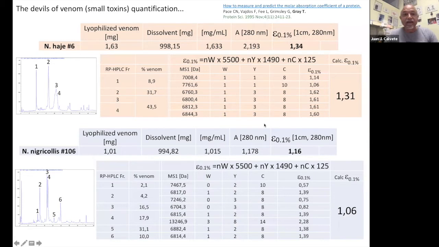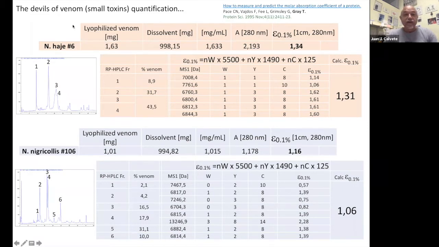And this is the case for many venoms, particularly when the venoms are composed of small toxins that do not have the same colorimetric reaction as the standard that is being used for the standard curve. So what we are proposing, and we have been using in the lab for some time, is to determine the extinction coefficient, which is a parameter of the substance that you are analyzing.